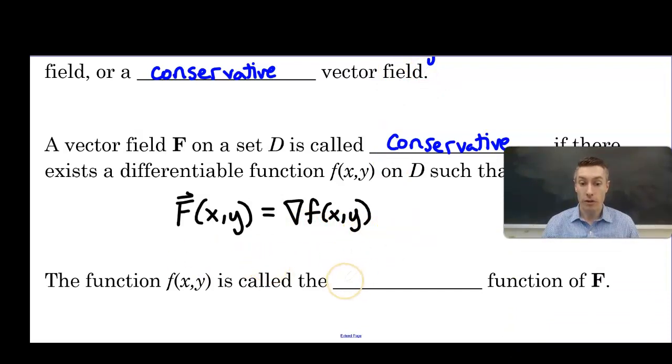Now we do have a name for this function f of x, y, and we call this function the potential function of the vector field F. That's because this function gives us a relationship between the potential energy at the point and its position. Because we get a relationship between the potential energy and position, we call this function the potential function of the vector field. And then the vector field is going to give us the forces because it creates a vector at each point in space.